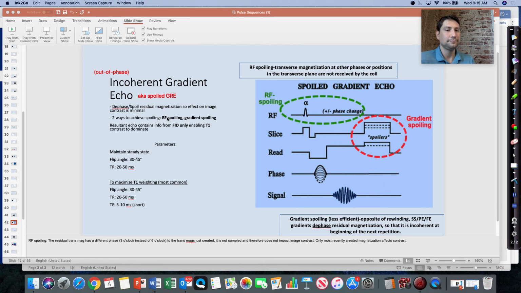Here the resultant echo contains only information from that free induction decay. So we do not include information from the stimulated echo because there's no more transverse magnetization to be refocused because we've decayed it completely. So we don't have any of that transverse magnetization that can be rephased. So it's only going to enable T1 contrast to dominate. So you always want to associate incoherent or spoiled gradient echo with T1 weighting.